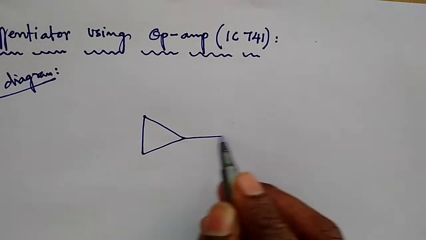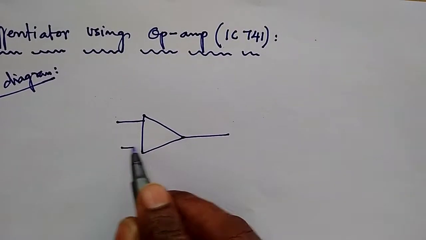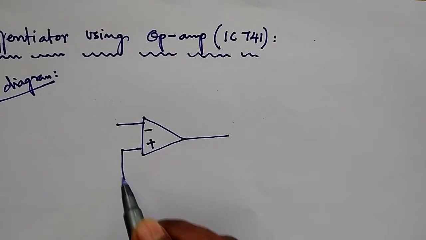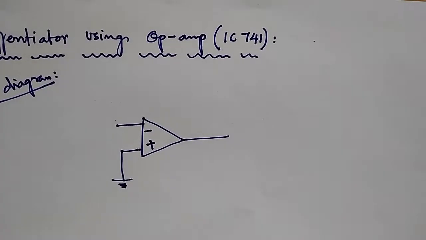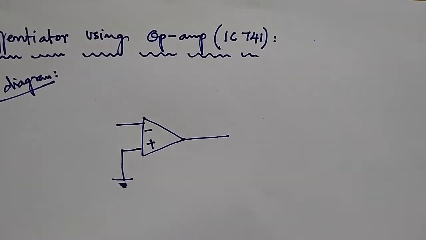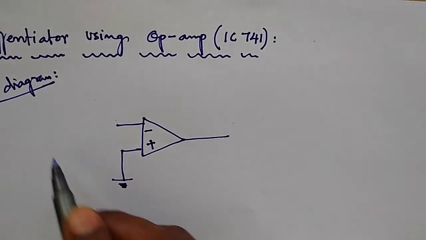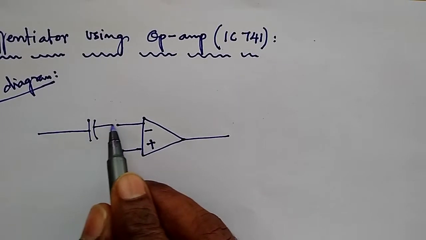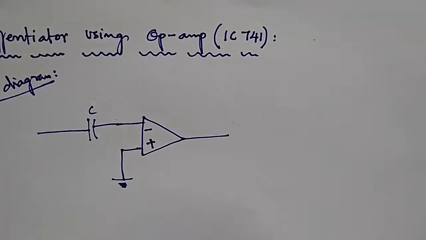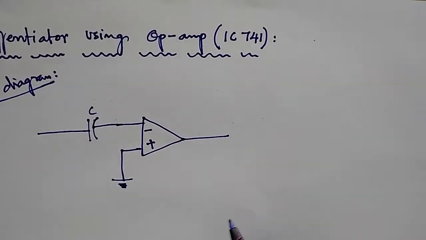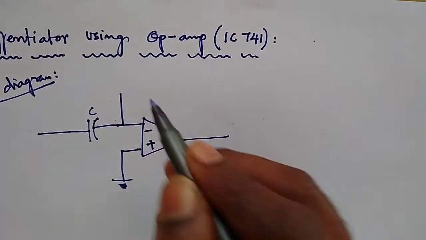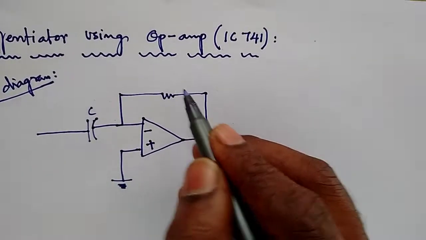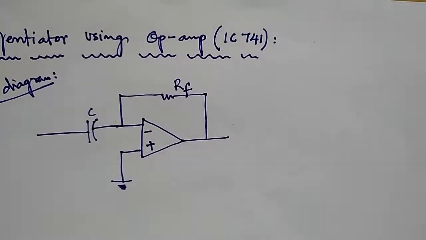This is IC741. It has two inputs, one is negative, another one is positive, where the positive terminal is connected to ground. This is very similar to the integrator, but here the input voltage is connected to the negative terminal through a capacitor, and the feedback element is a resistor, that is RF.